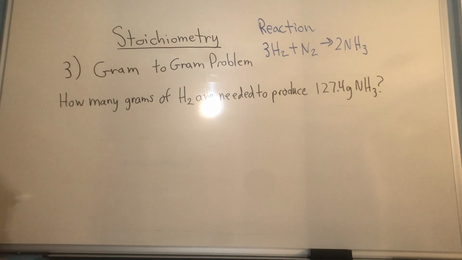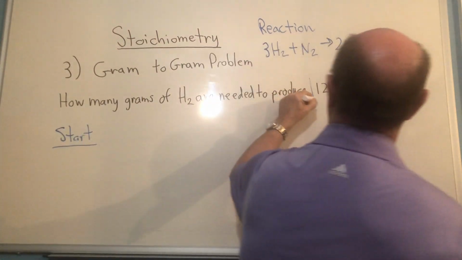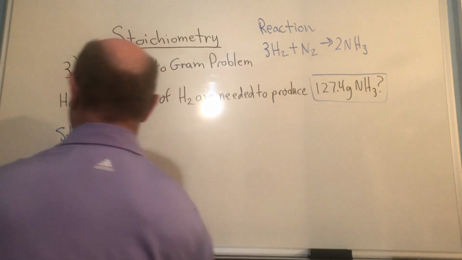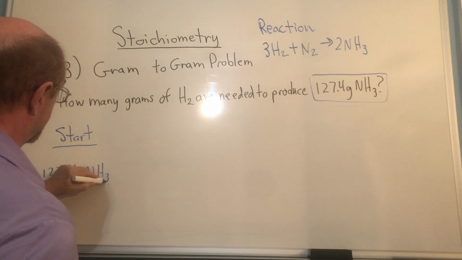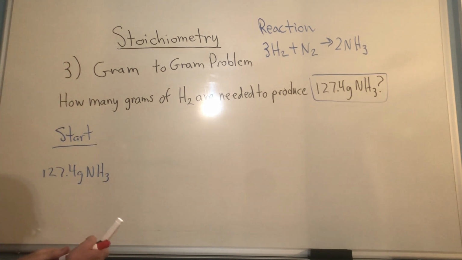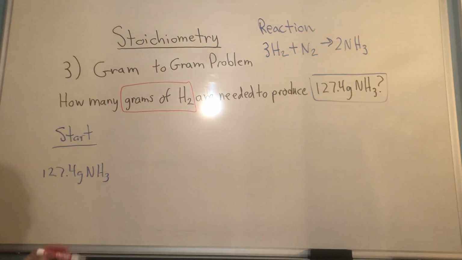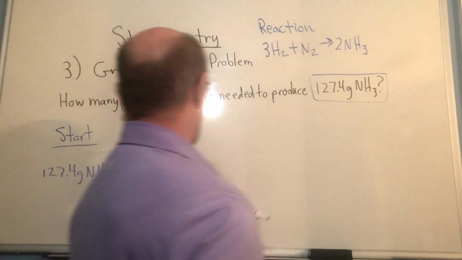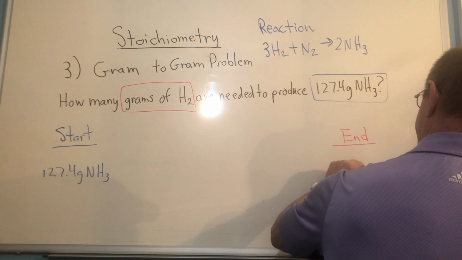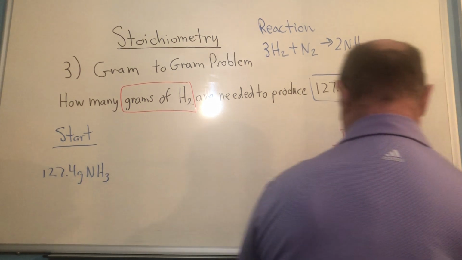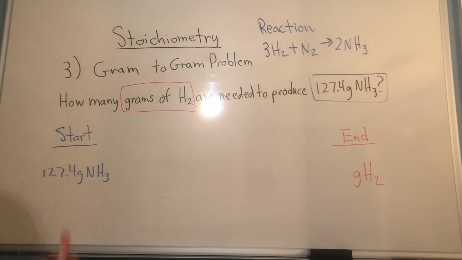Okay, so what do we start with? You always start with a numerical value. Here we go. So we're starting with 127.4 grams of ammonia. And now what are we trying to find? We are trying to find grams of hydrogen. So grams of hydrogen is going to be our endpoint. Now we're going to have more steps this time. We're going to have 3 steps. So we're going to move it a little farther over. Grams of hydrogen.